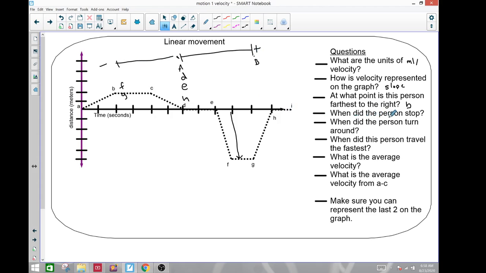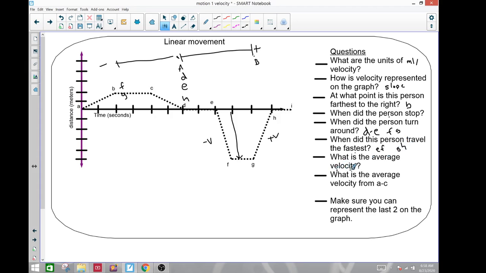When did the person stop? Between D and E. D to E, and they also stopped between F and G. When did this person travel the fastest? That's speed, not velocity. Now this is a negative velocity, and this is a positive velocity. It's not asking about that, this is actually referring to speed. So these are identical. So EF would be it, or GH.